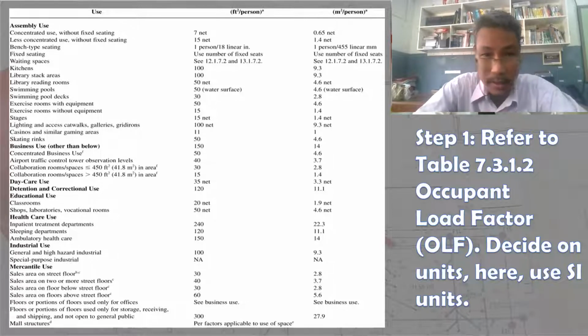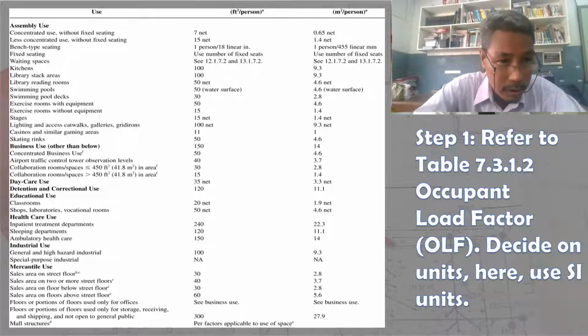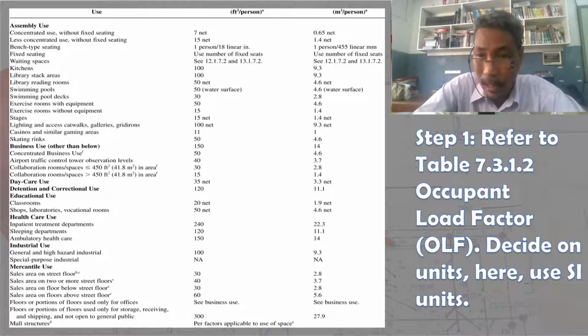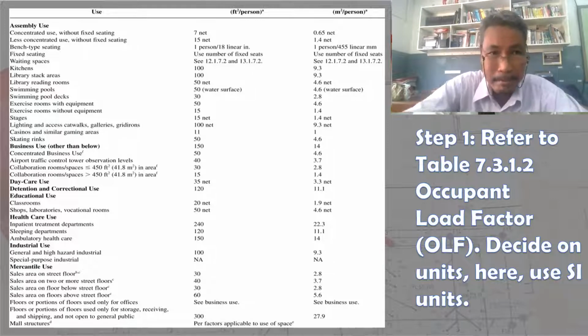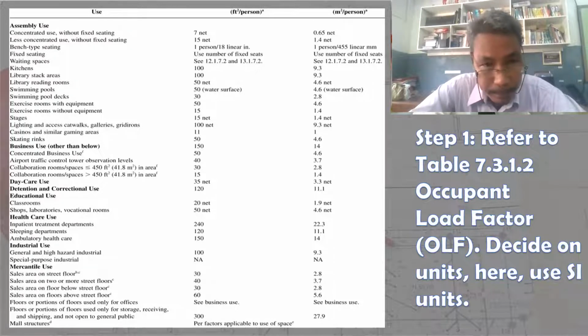There are about 16 different types. As you can see, all of the 16, you can pick about 1 and 2. There are about 2 again that could classify our own assembly use. Those are concentrated use, number one, and number two, less concentrated use. Okay, because our floor plan indicated no fixed seatings, so therefore these two are possible candidate. Okay, but we need to decide which one of the two. It is concentrated use or less concentrated use.